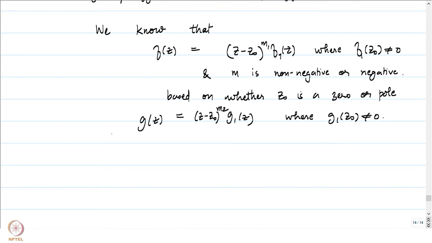A very similar argument tells us that we can write G in this manner, and therefore F of Z times G of Z is going to be equal to (Z minus Z0) to the power M1 plus M2 times F1 of Z times G1 of Z, which tells us that F times G will either have a pole or it will have a removable singularity based on whether M1 plus M2 is negative or whether M1 plus M2 is non-negative. So based on that, our behavior at Z0 will be either a pole or a removable singularity.